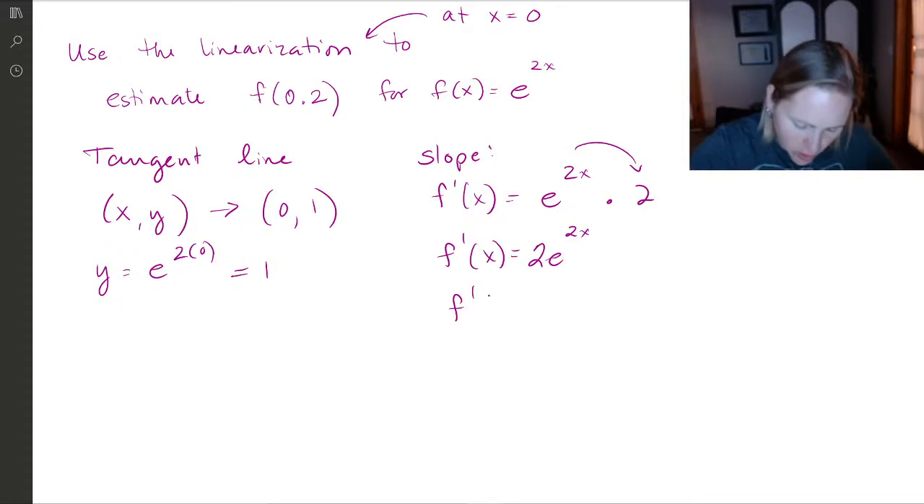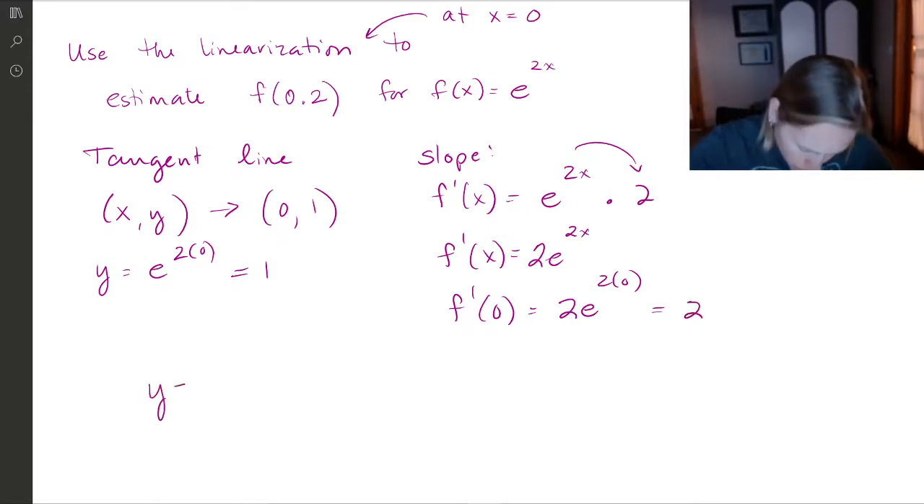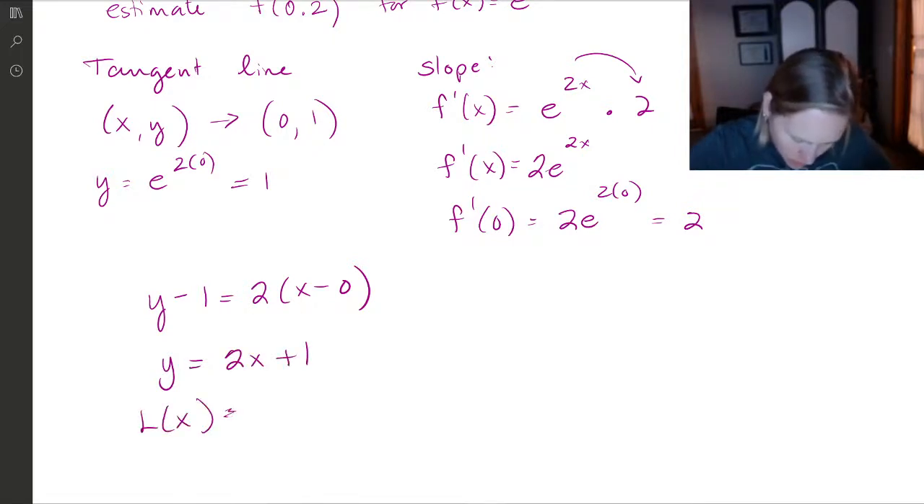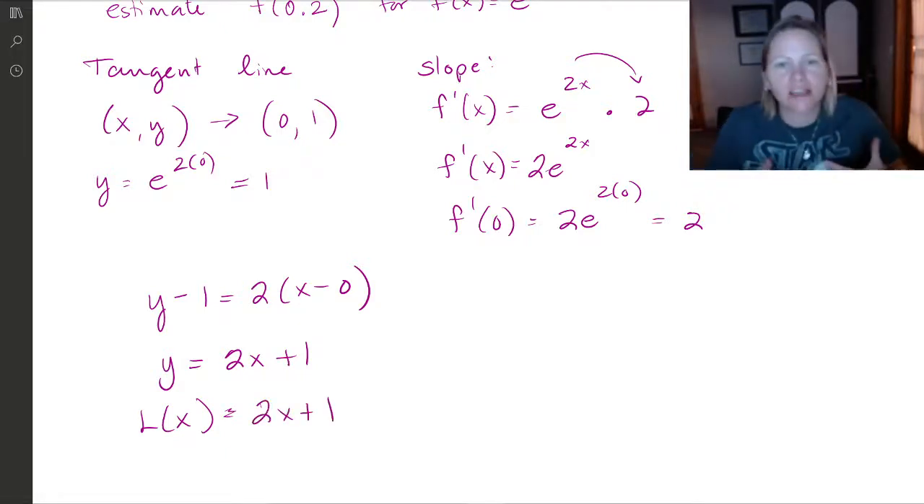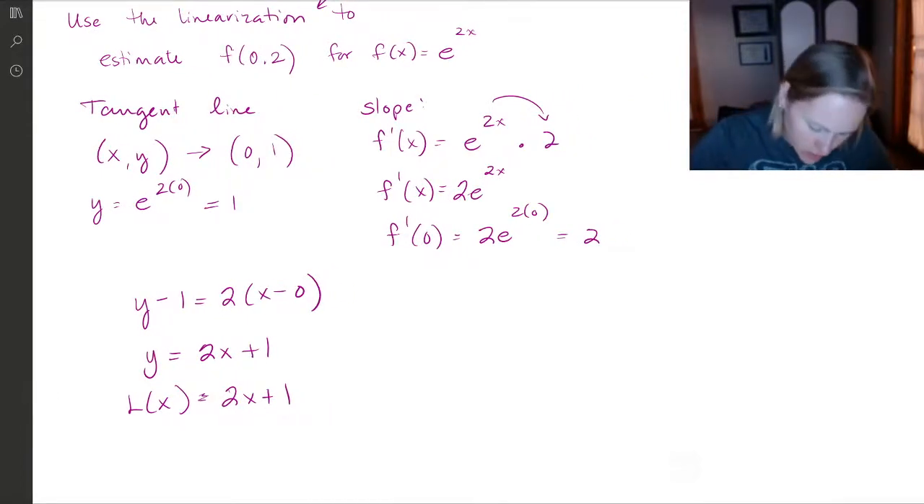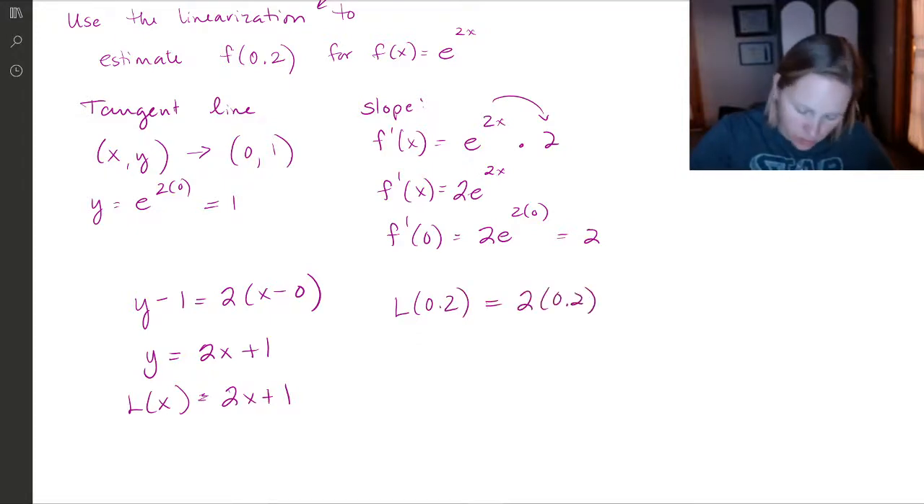Now we're going to find f prime of 0. That's going to be my slope. 2e to the 2 times 0 is 2 times 1, which is 2. So my equation is going to be y minus 1 equals 2 times x minus 0, or y equals 2x plus 1, and then I just rewrite it with an L. That's all. Now I'm showing this is an application. I'm taking this tangent line, and L means it's the linearization. So L of 0.2 is 2 times 0.2 plus 1, which is 0.4 plus 1, which is 1.4.